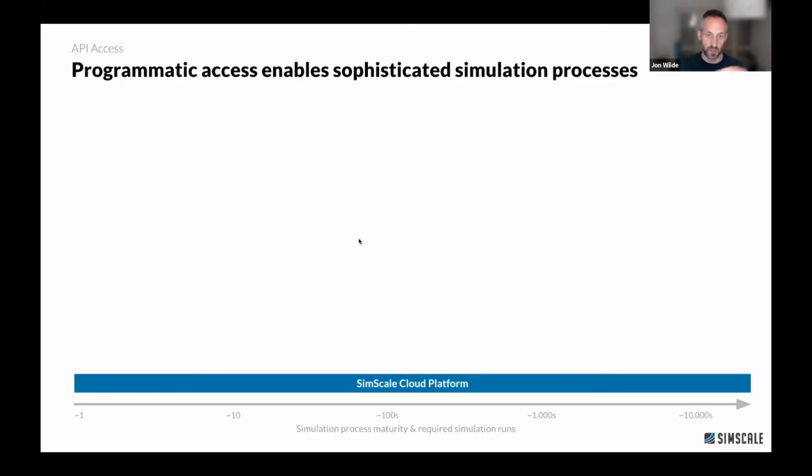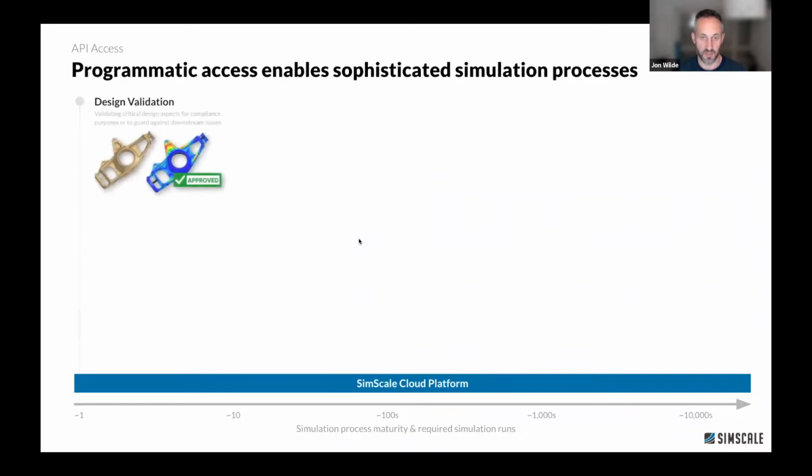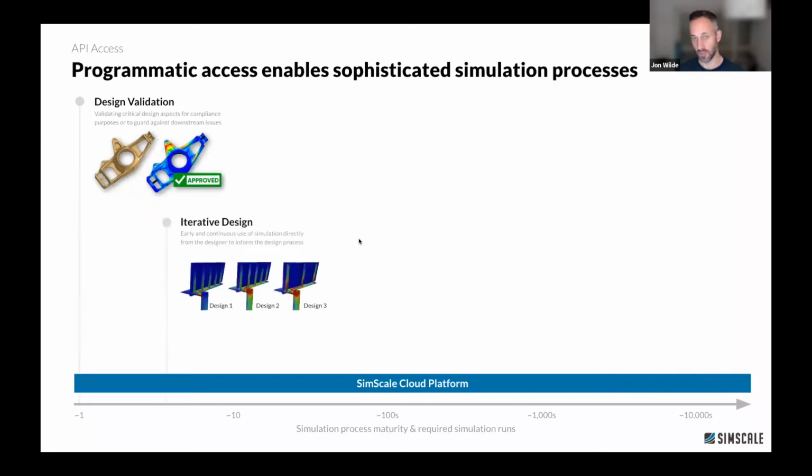So we have the SimScale cloud platform that can go from 1 simulation up to tens or hundreds of thousands. On the left-hand side, where we're not running too many simulations, we might be doing design validation. So we're taking probably a design that's quite mature, just validating it, making sure that it is okay, it's going to be safe, and it passes any certification it needs to. We might do iterative design. So we've run one design, figure that there's something we could do better, and we change it and improve it.